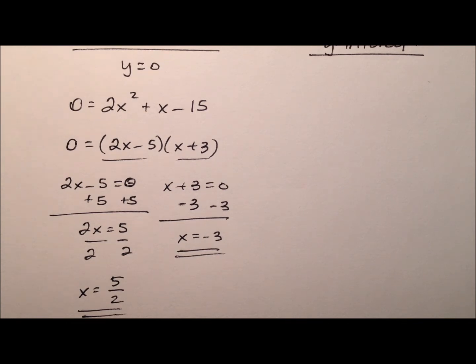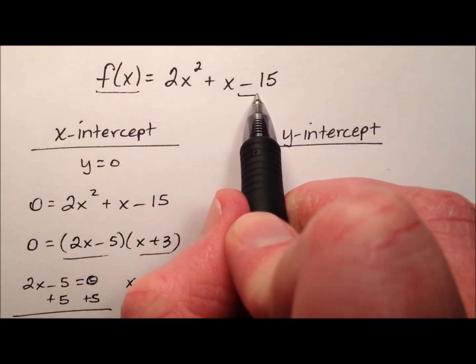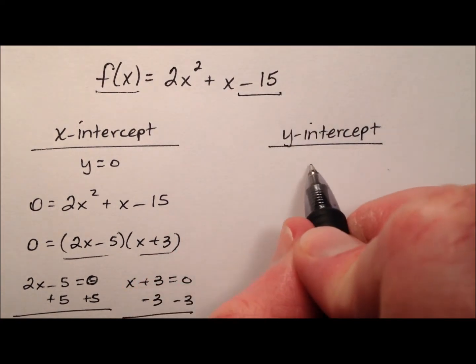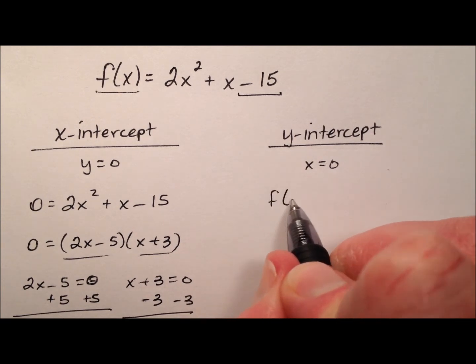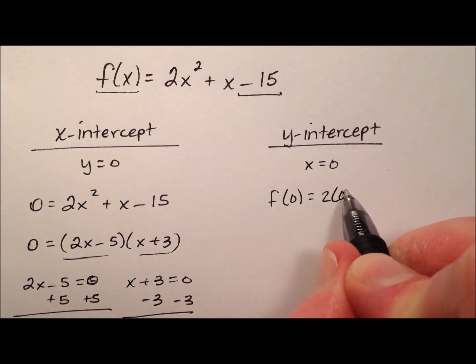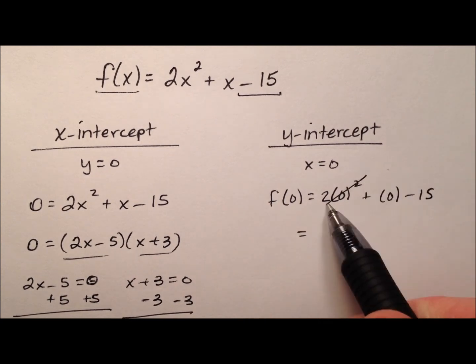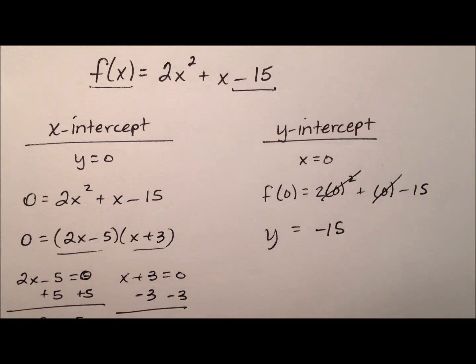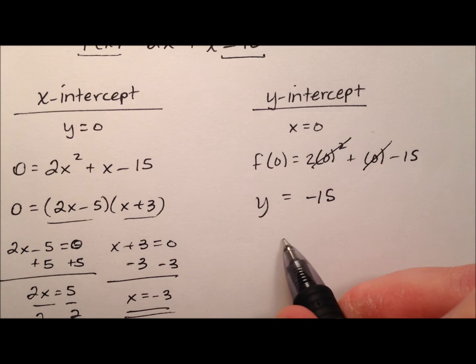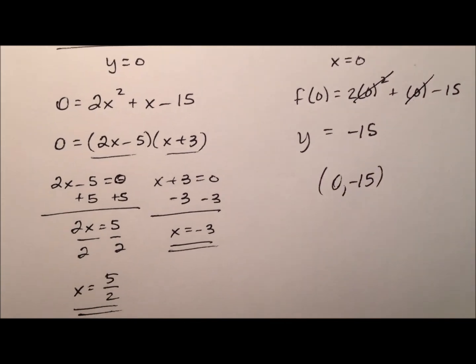So let's go ahead and find the y-intercept. And so we can do that by just taking this constant right here, because really what's going to happen is we're going to set x equal to 0, plug in 0 for our x values. So it's going to be f at 0 equals 2 times 0 squared plus 0 minus 15. So of course that zeroes out, that zeroes out, and we're just left with negative 15, which is that y value. So if we set this up as an ordered pair, 0, negative 15 will be one of them.